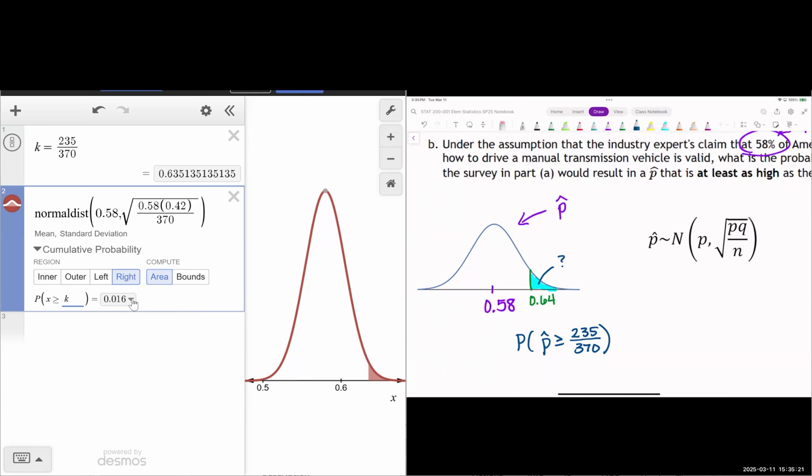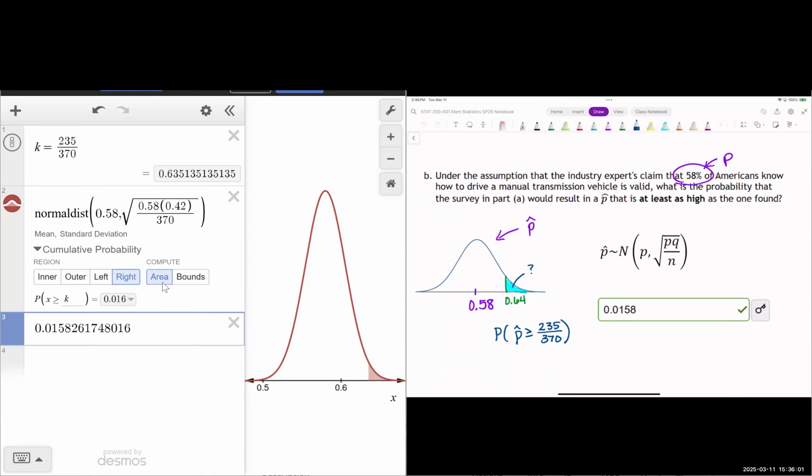And so I get the probability of 0.016. That's only to 3 decimal places. I want 4 decimal places. So I'm going to pop that open and drop it down into the next line. So when I round that to 4 decimal places, I get 0.0158, and that's the correct answer for part B.